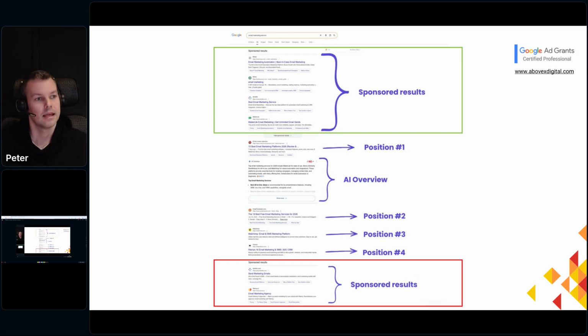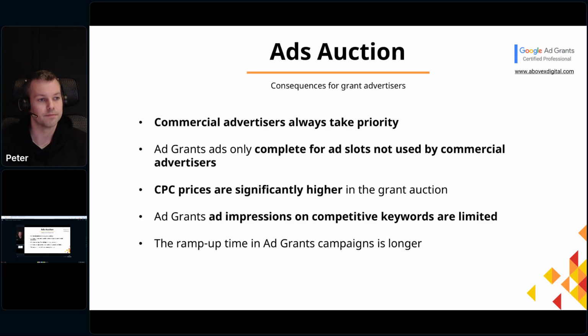It is very important to understand. Now, what are the consequences for grant advertisers? Well, I mentioned this a few times and I'll mention it again: commercial advertisers always take priority. There's no way for you as an ad grantee to overcome a commercial advertiser.